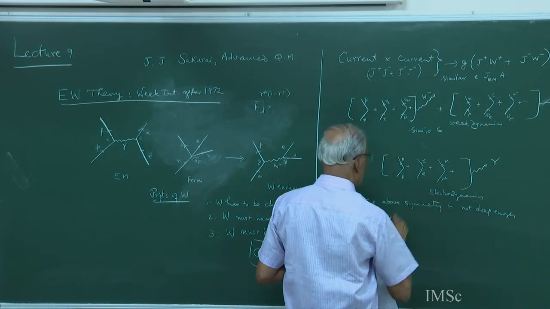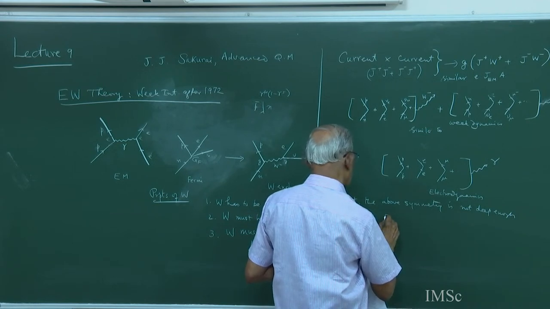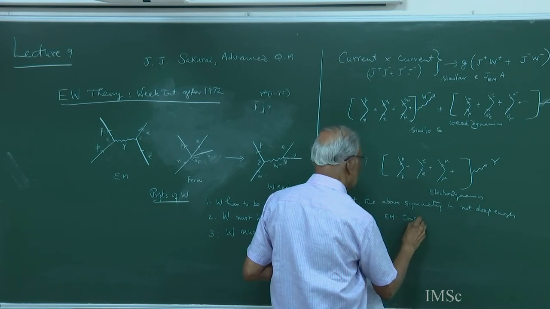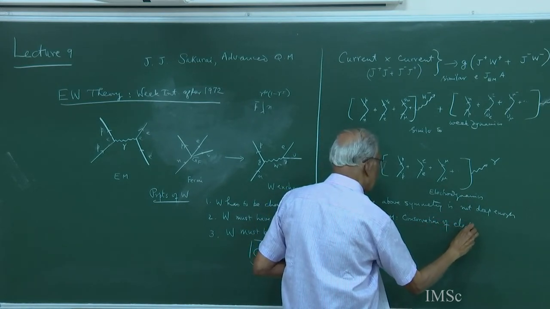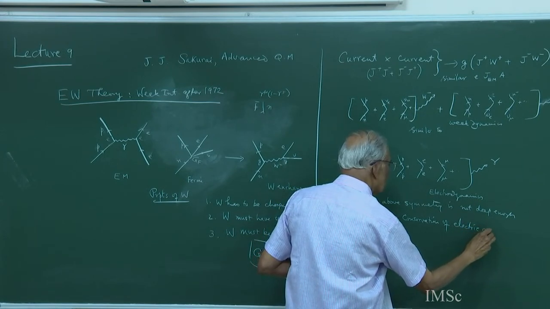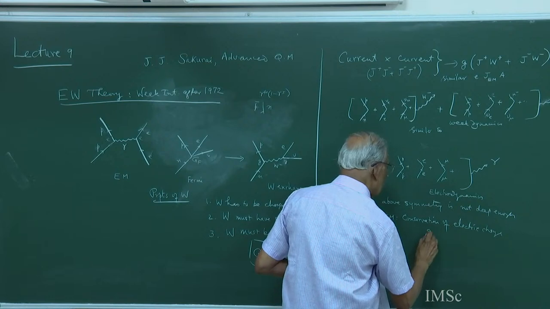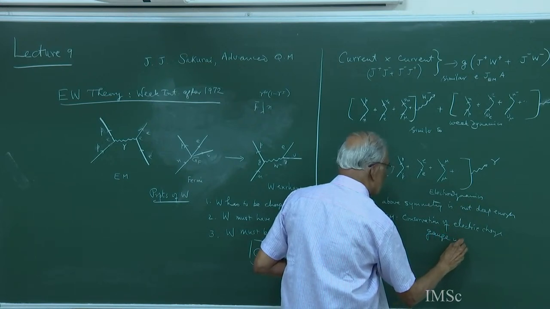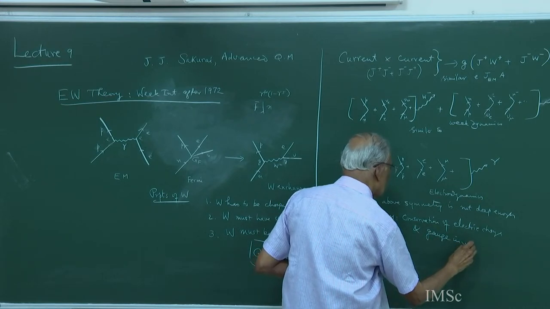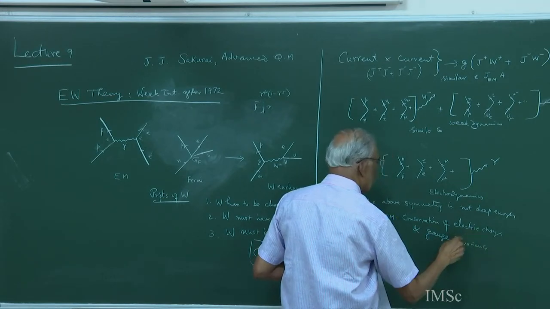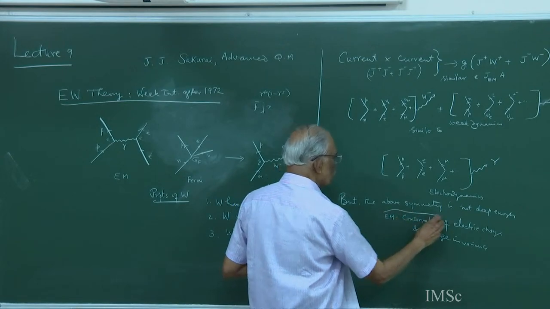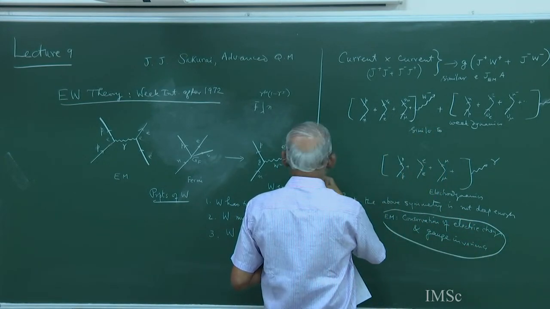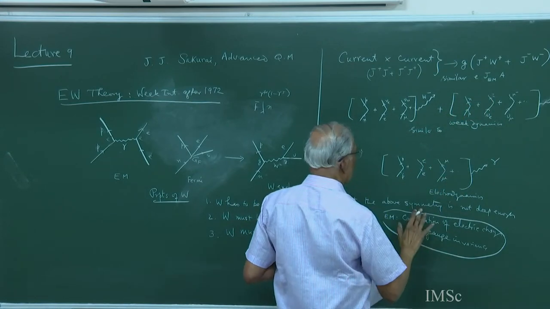Why do I say that? Remember, in electrodynamics, electromagnetism is based on the idea of conservation of electric charge. And conservation of electric charge is closely related to another concept, namely the gauge invariance of electrodynamics. How it is connected, I think I will explain when I come to a fuller discussion of gauge theories. So this is very important. And we have simply put this thing without bothering about this.